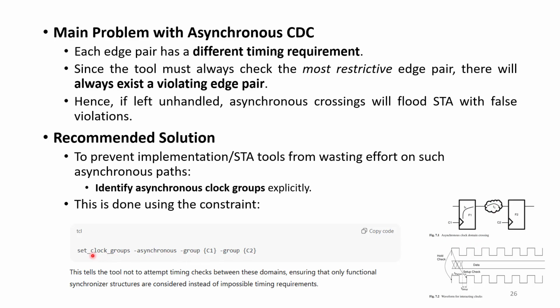Before that we need to declare a constraint saying these clocks C1 and C2 are asynchronous. This tells the tool not to attempt timing checks between these domains, ensuring that only functional synchronizer structures are considered instead of impossible timing requirements. So this is all about asynchronous clocks.